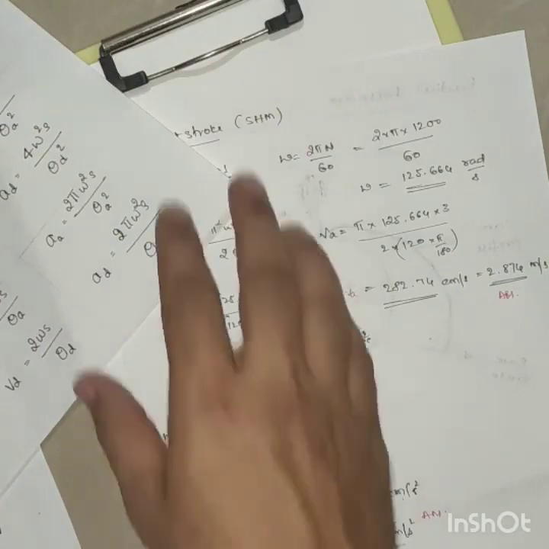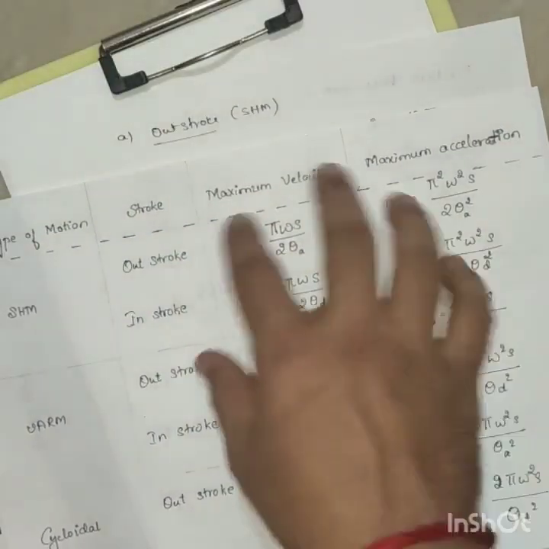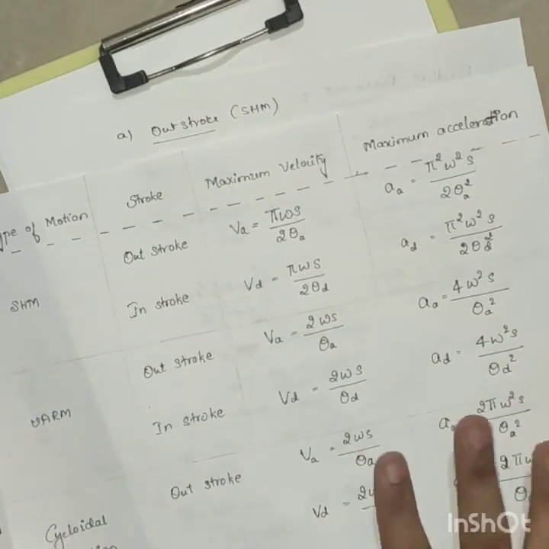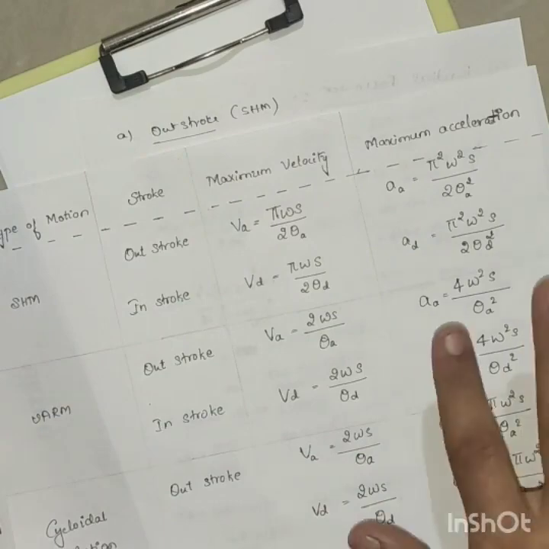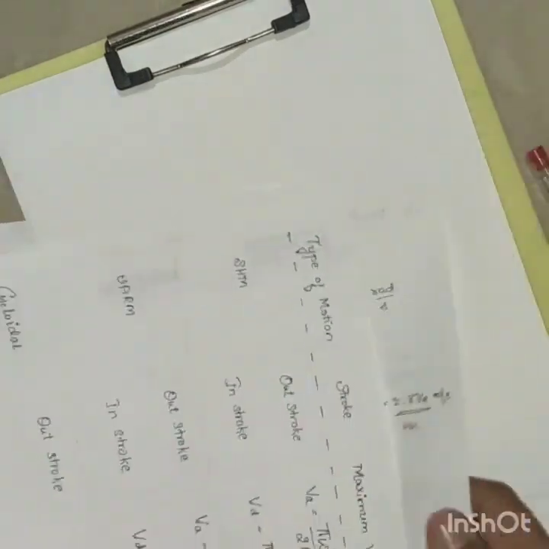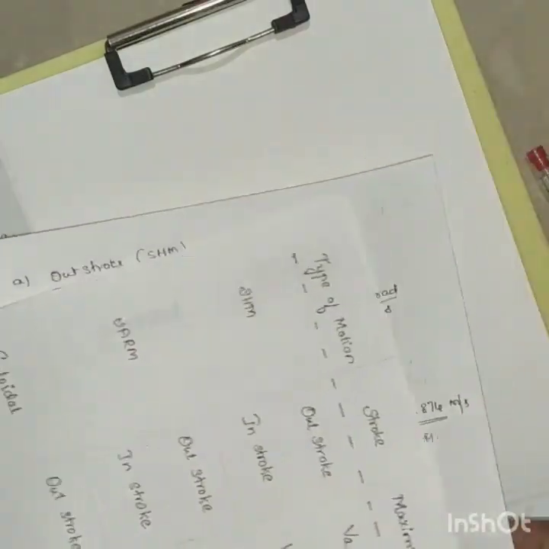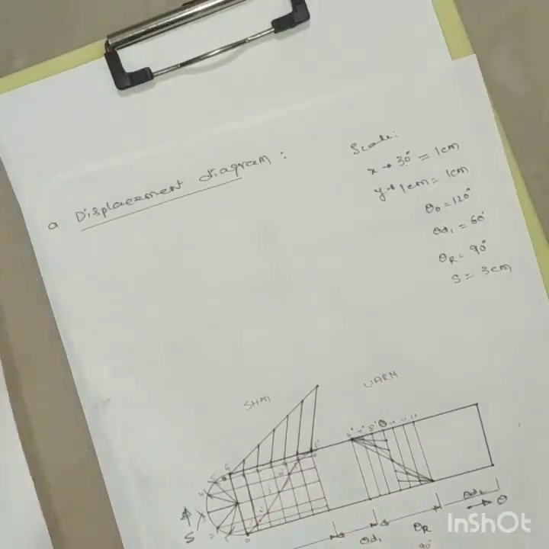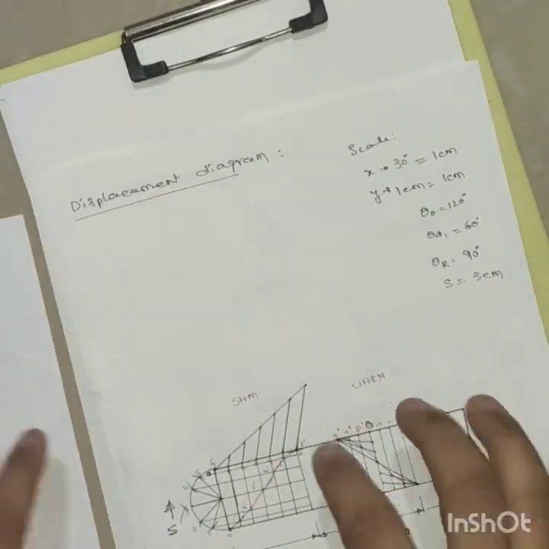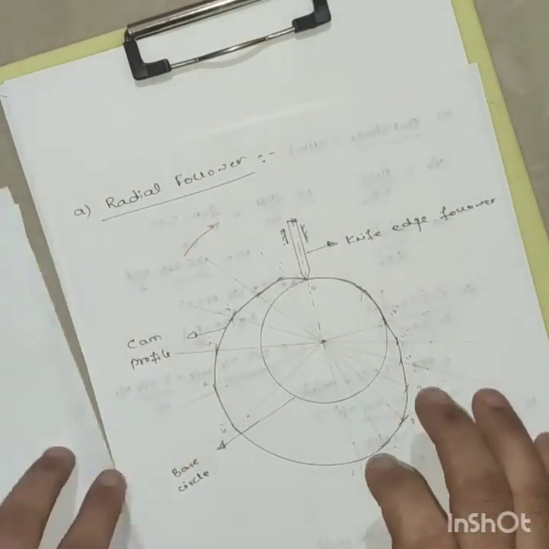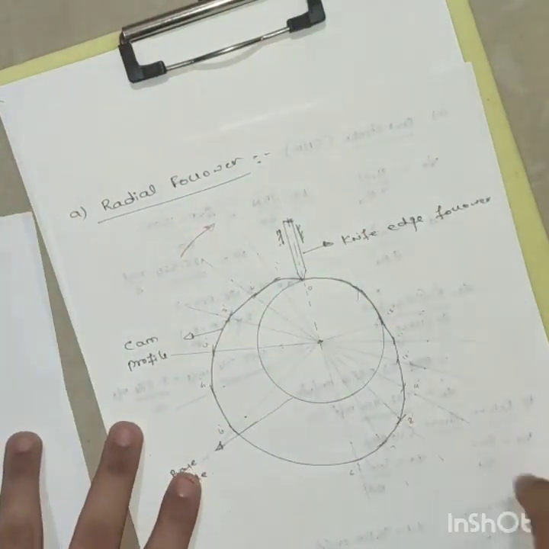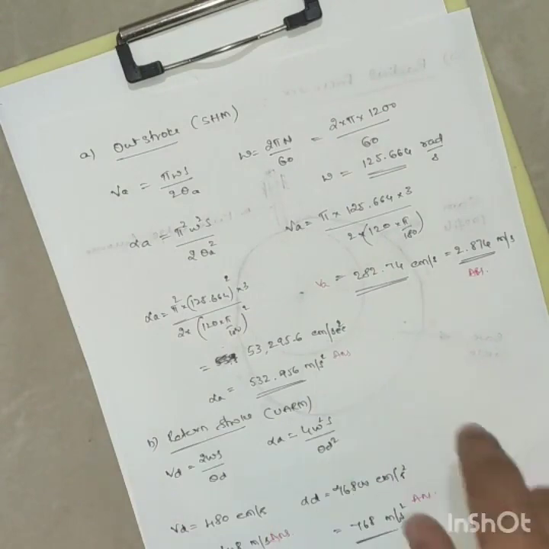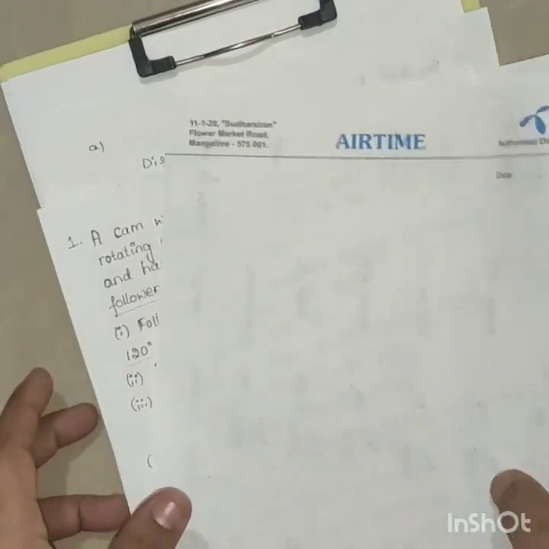Okay, so you have to remember these formulas and substitute directly into them to get answers. So this much is the solution for the first question, only for the radial follower. Now this is the procedure for the question. First you have to draw the displacement diagram. Next, using the displacement diagram, you have to draw the cam profile. Then you have to substitute in formulas to get the answers: maximum velocity and acceleration. Okay. Thank you.